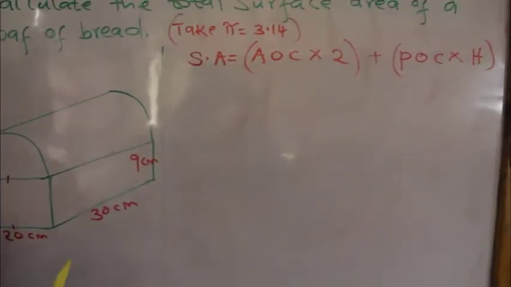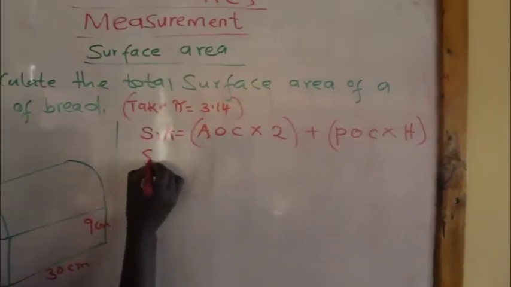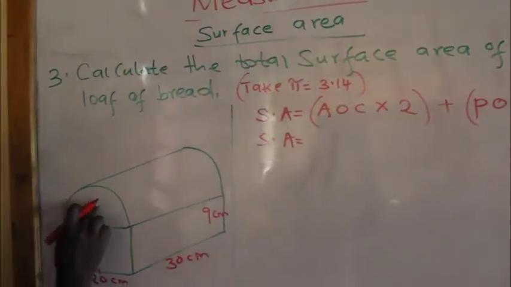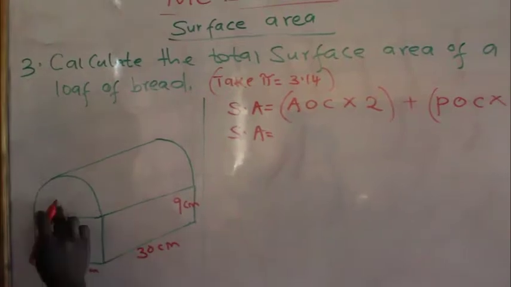So through such explanation, let me now put my work into practical. So surface area will be the area of the cross section. The cross sections are 2. We have a semicircle and a rectangle. So let me begin with a semicircle.